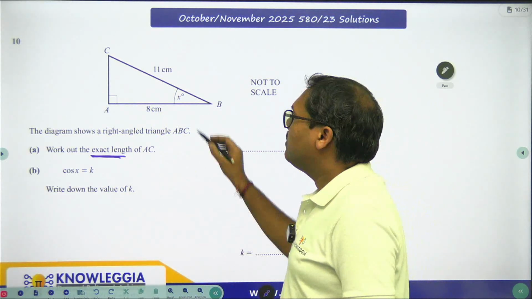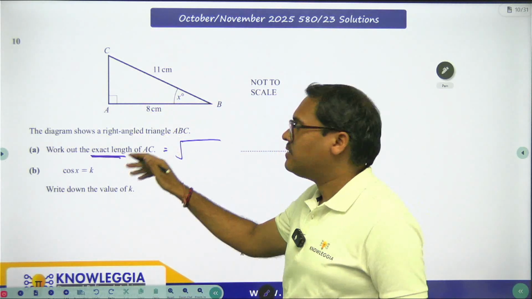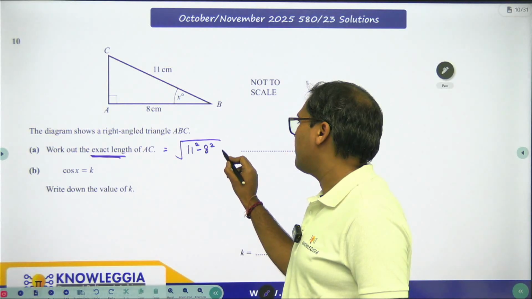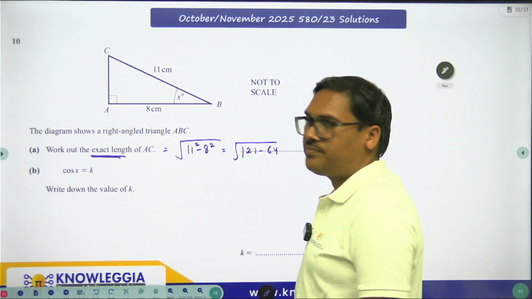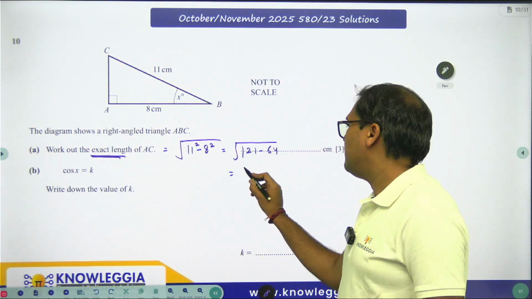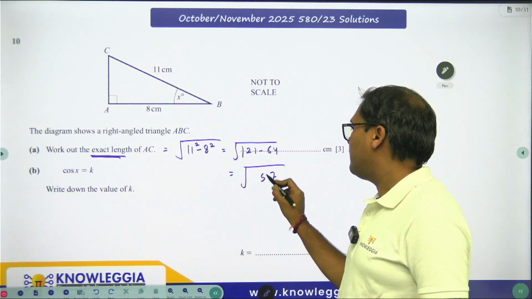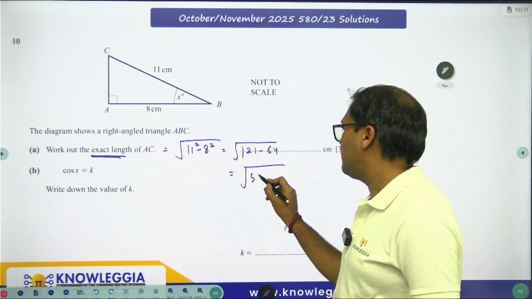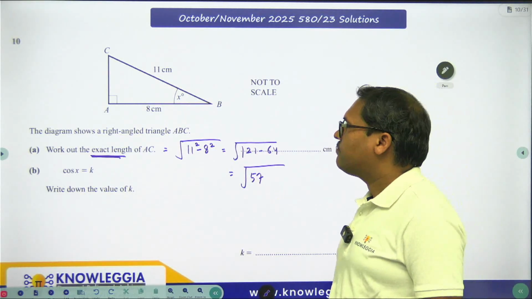For example, what is the length of AC? This will be equal to the square root of, if I apply Pythagoras, hypotenuse squared, that is 11 squared minus 8 squared, which is 121 minus 64, which is 57. So this is root 57. This is the answer for this first question.